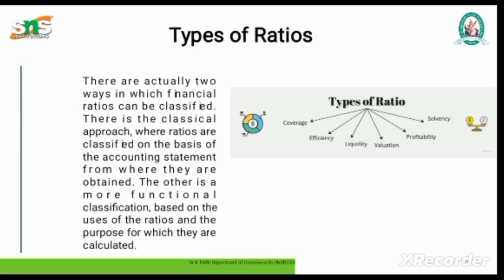Types of ratio. There are actually two ways in which financial ratios can be classified. There is the classical approach, where ratios are classified on the basis of the accounting statement from where they are obtained. The other is a more functional classification based on the use of the ratio and the purpose for which they are calculated.